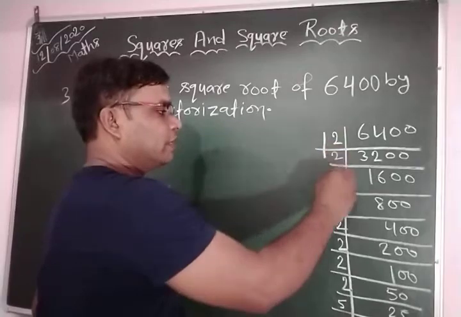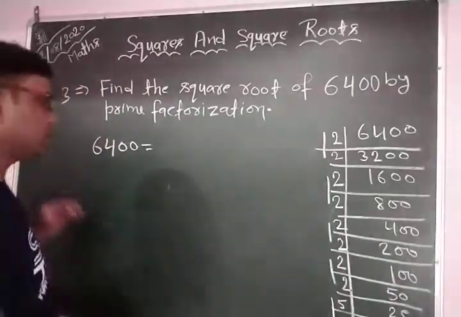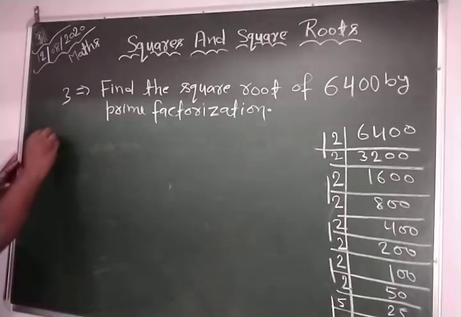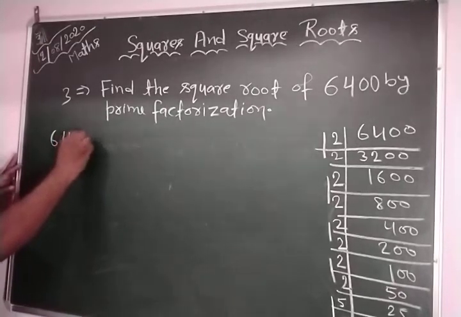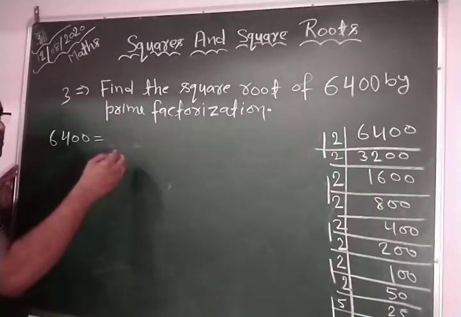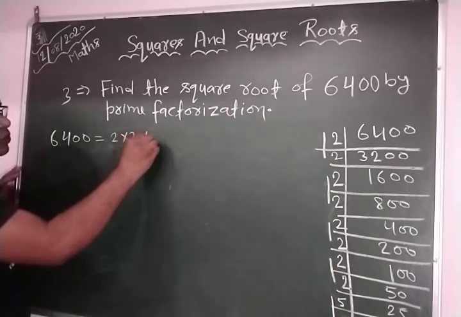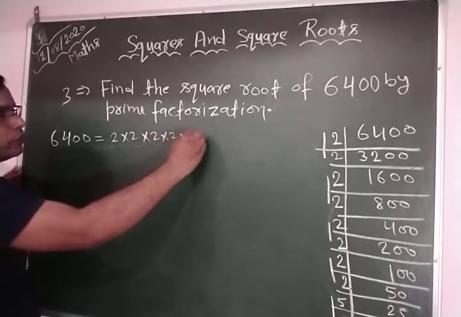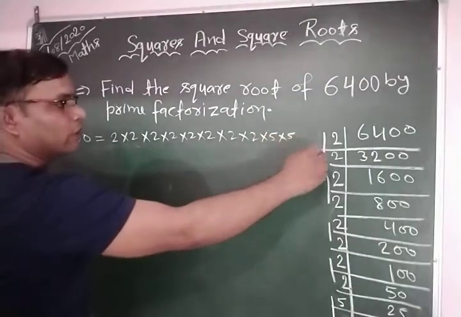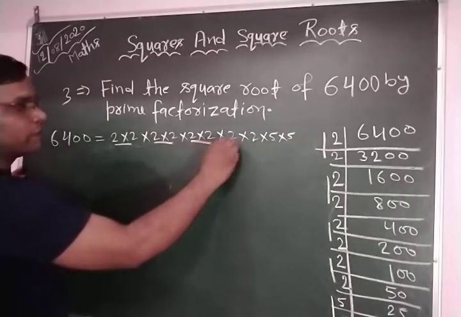So how many pairs? 1 pair, 2 pair, 3 pair, 4 pair. Okay, so here we can write it. The given number is 6400. First we write 6400 as a product of prime numbers. The prime factors become 2 into 2 into 2 into 2 into 2 into 2 into 2 into 5 into 5. 1 2 3 4 5. So the pairs are 1 pair, 2 pair, 3 pair, 4 pair, 5 pairs.